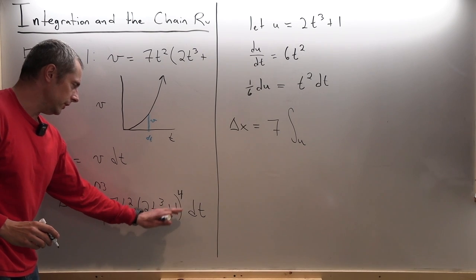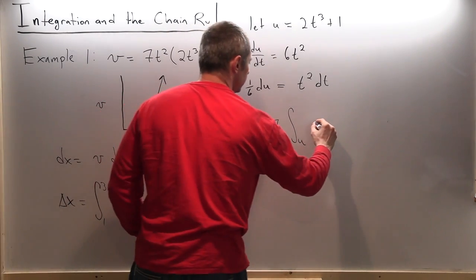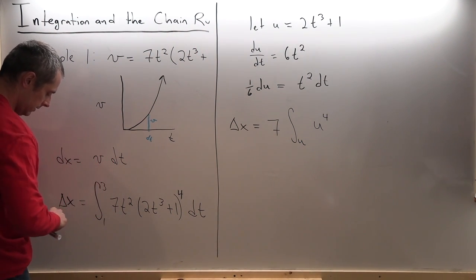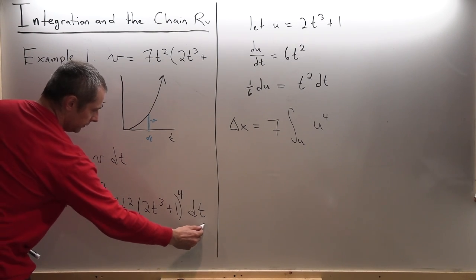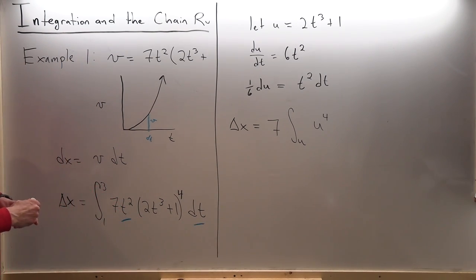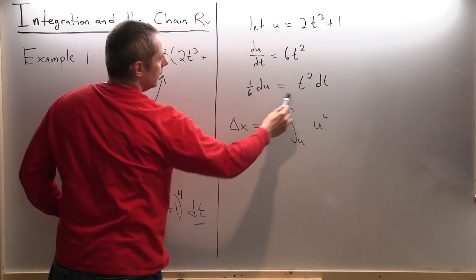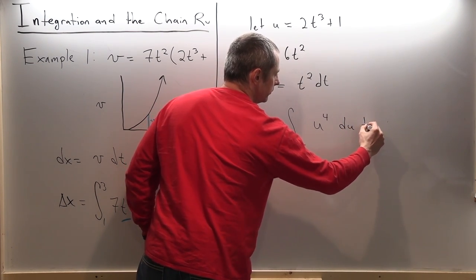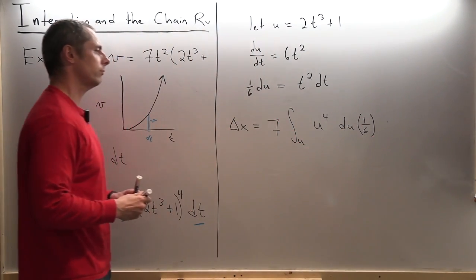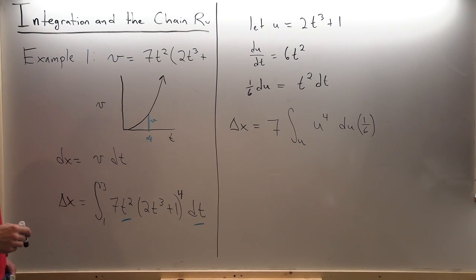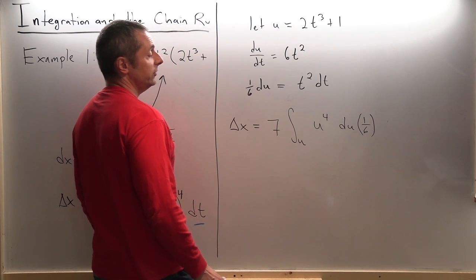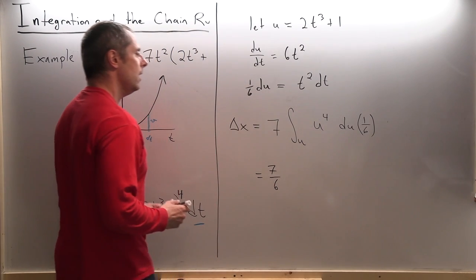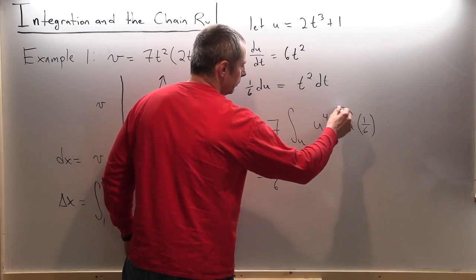And then all of this is now u to the fourth by my substitution. And then the t squared times dt, that I figured out is 1/6 du. So I'm going to go like this. I'm going to put du here, and then the 1/6 sort of just hanging out right there like that. So the constants come together as 7/6. And then now I have a very simple integral.